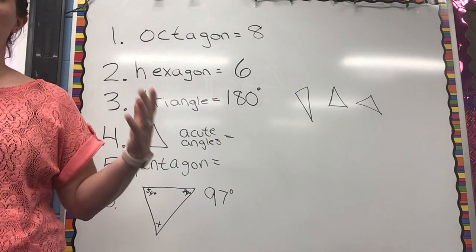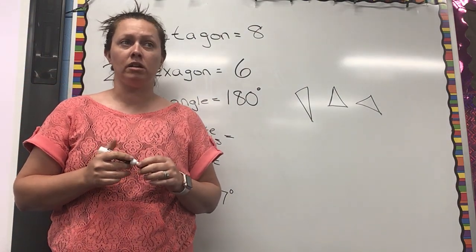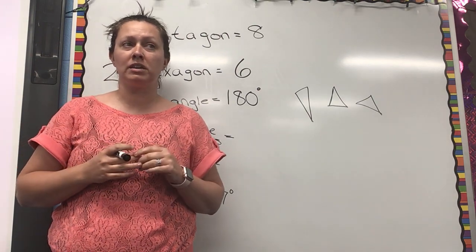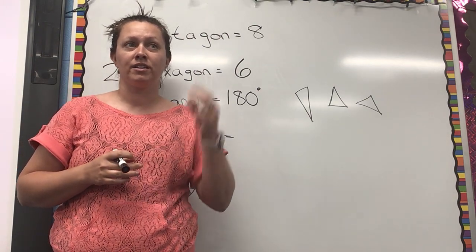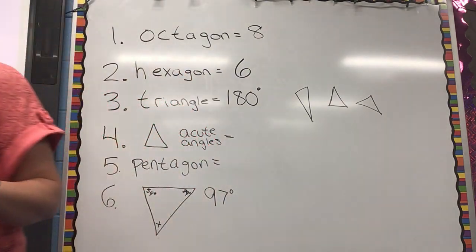Ladies and gentlemen, what does equilateral mean? Equal. How many are going to be equal? 3. All 3 of them, right? Yeah. So how many acute angles would an equilateral have then? Oh, wrong. Yeah, okay. 3.